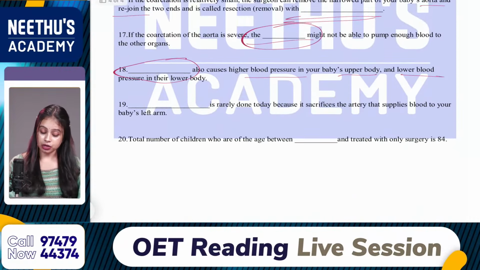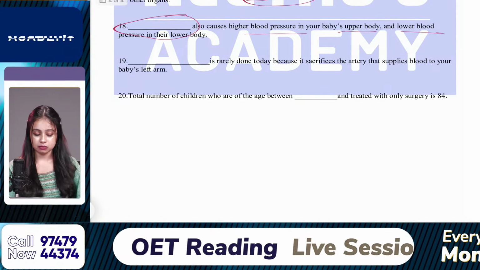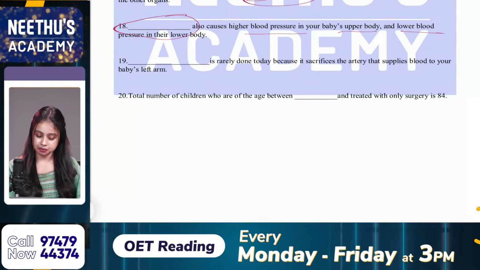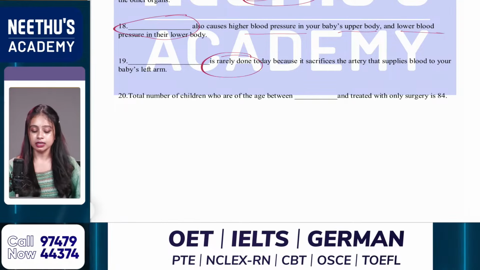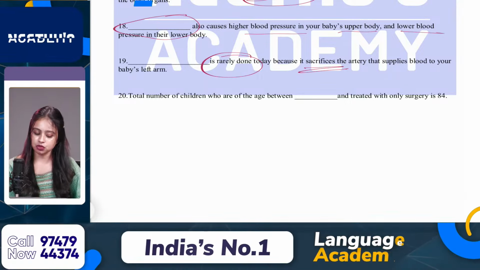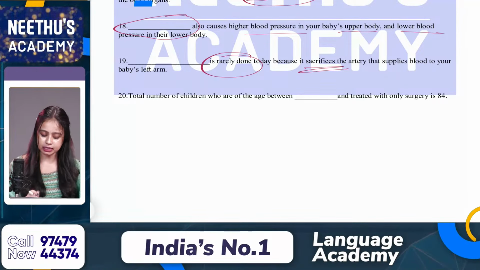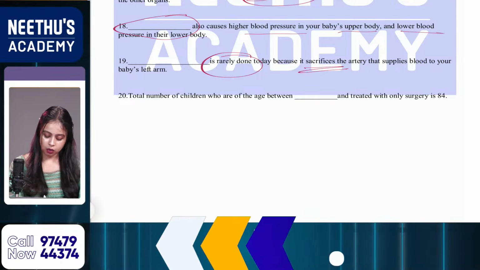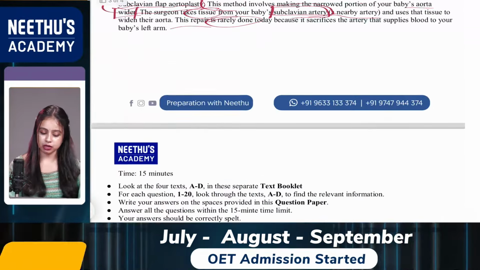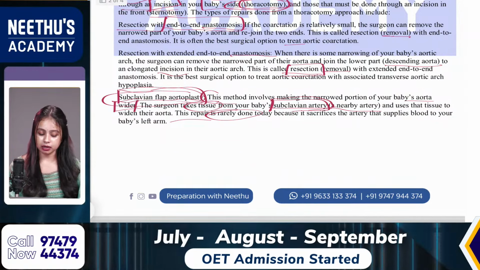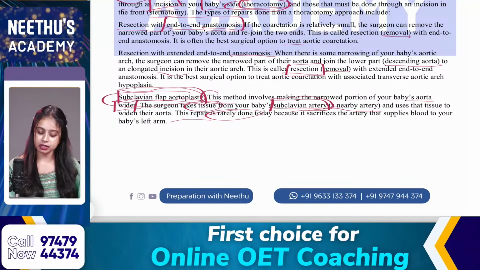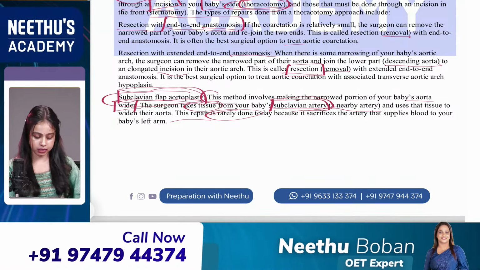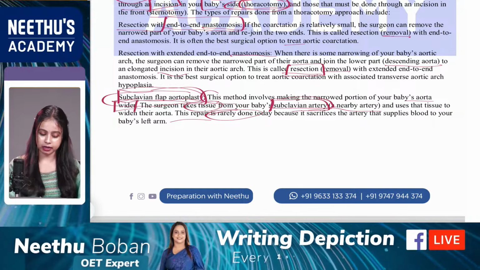And the second last one, the 19th. Dash is rarely done today because it sacrifices the artery that supplies blood to your baby's left arm. What is that particular procedure called? It is subclavian flap arthroplasty. Already we have dealt with this question initially, so we know the answer: subclavian flap arthroplasty. Yes, Reba, that is the correct answer.